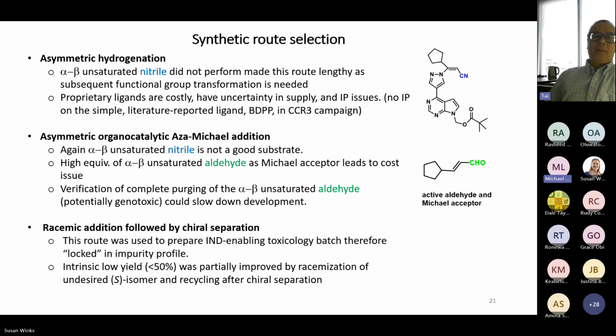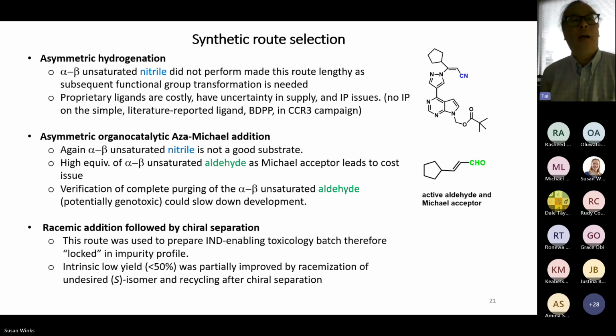So now it comes down to the time for the route selection. Both the hydrogenation and the aza-Michael addition, on their own, if it's an academic exercise, are pretty good chemistry. That's probably some decent publication. But when we select the route, there are different factors that we have to consider.